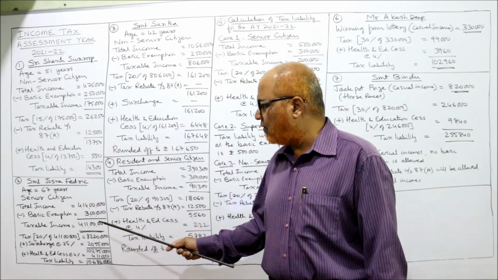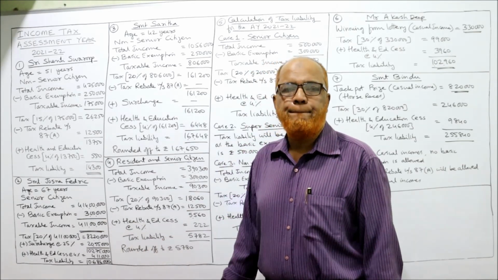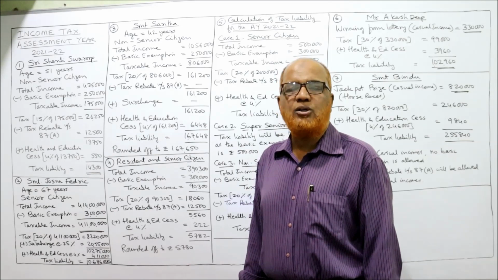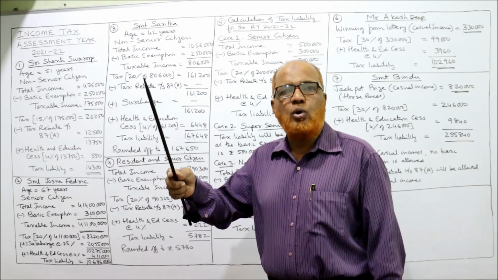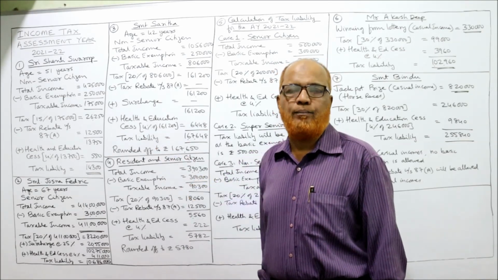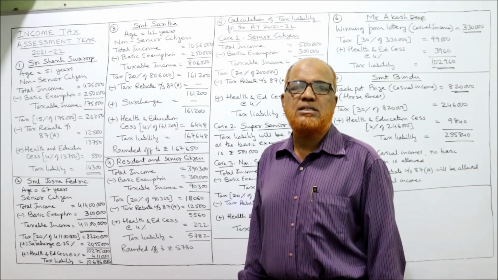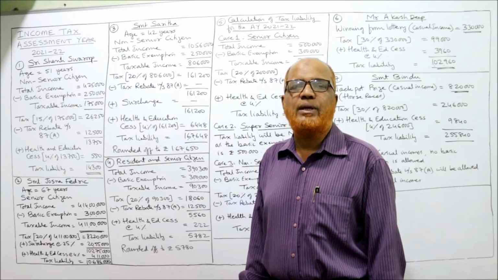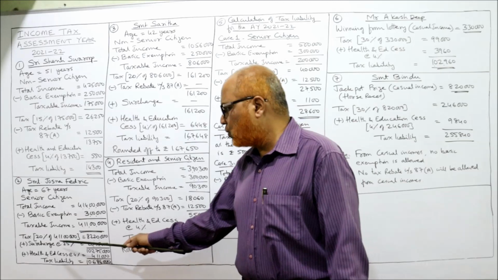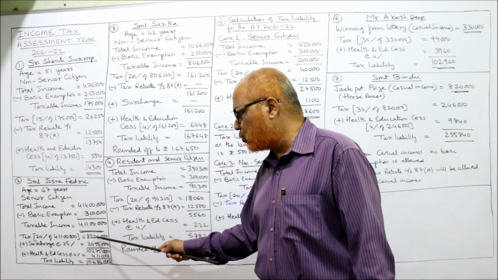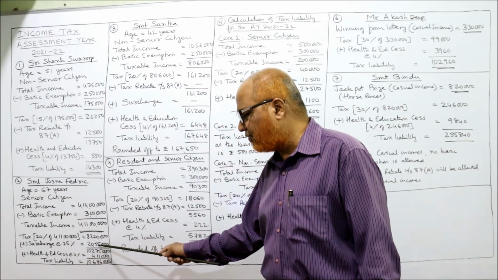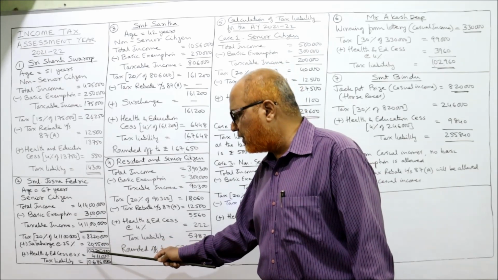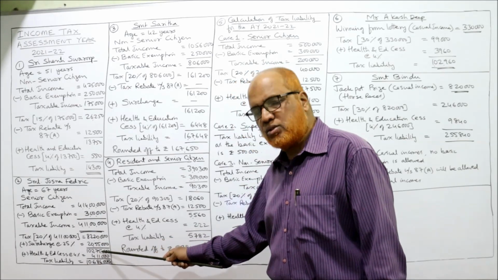Here it is 4 crore 14 lakh. 4 crore 14 lakh is the total income. It is above 2 crore but below 5 crore. So the surcharge rate is 25%. So 25% of 82 lakh 20,000 comes to 20 lakh 55,000. Add up, we'll get 1 crore 2 lakh 75,000.